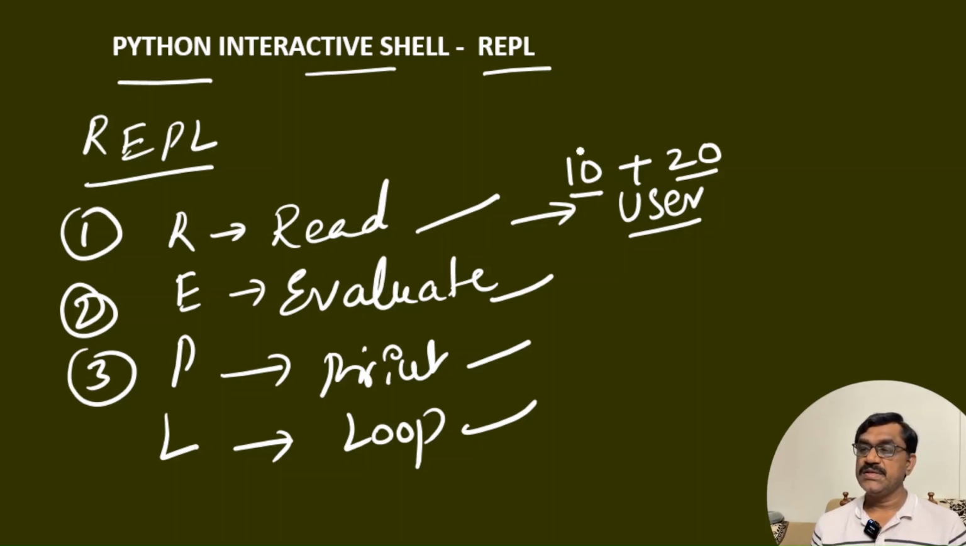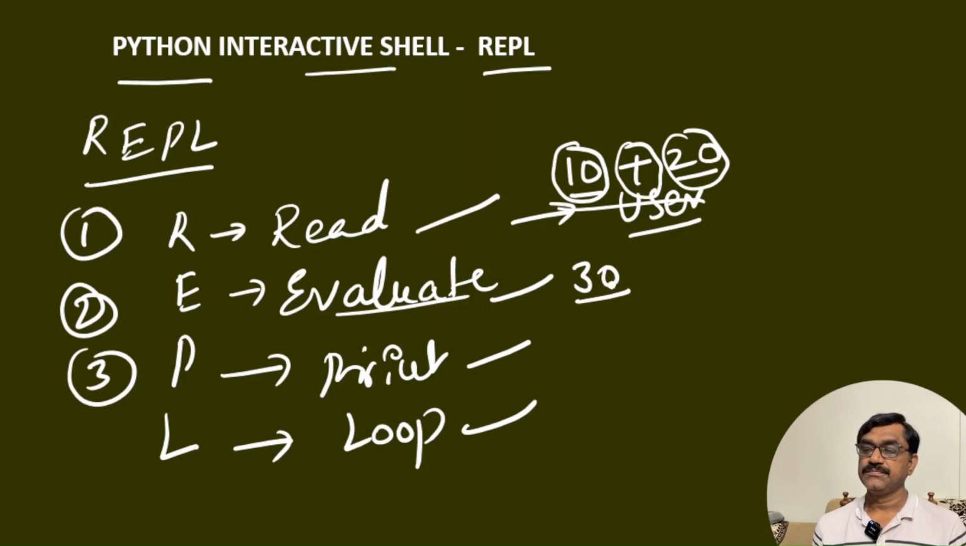In the read step, it is reading the value 10. Next, it is reading the value 20. And also, it is reading the operation plus. After that, in the second step, it is going to evaluate this expression. On the evaluation process, it is going to perform arithmetic operation. After performing arithmetic operation, the result will be 30. So, evaluation is done here.